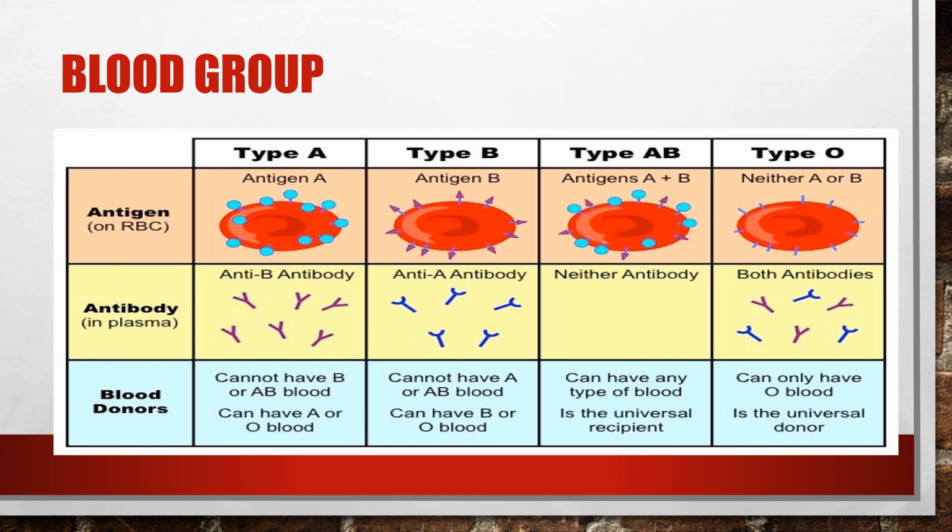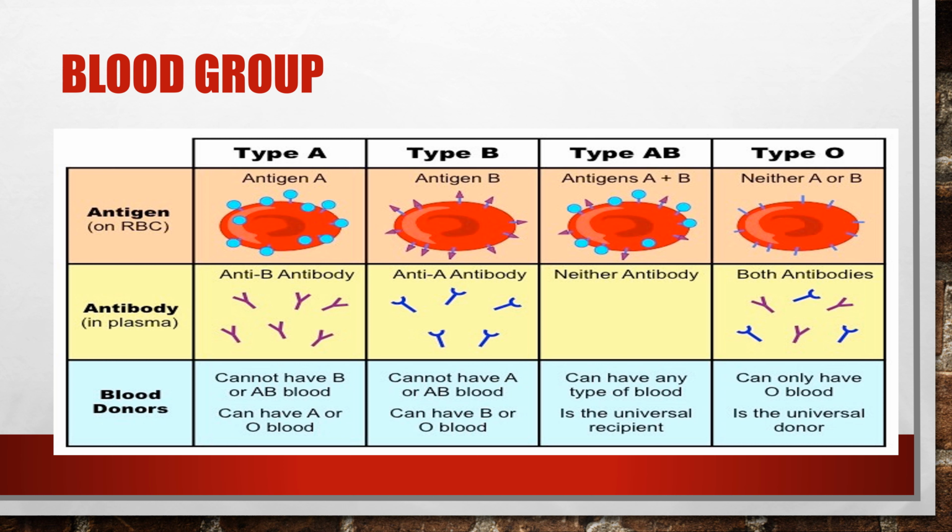Moving to the next table, you can see antibodies. Where are antibodies present? They are present in the plasma. I told you blood has two parts: plasma and blood cells. RBC is a blood cell and plasma is the fluid part. So the antibodies in plasma: type A has antibody B, type B has antibody A, type AB does not have any antibody, and type O has both antibodies A and B.